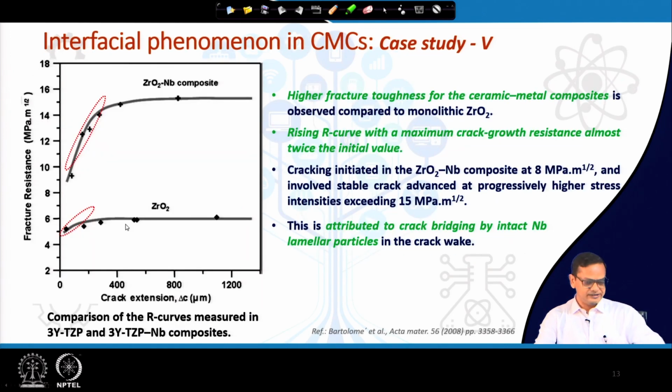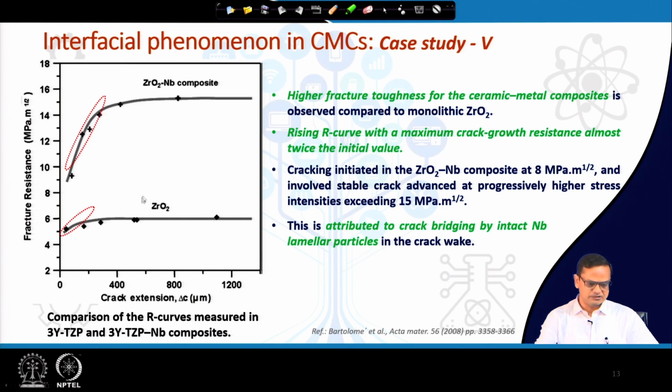Now, the next thing, which is again very important: the ultimate aim here was to improve the fracture toughness of ZrO2, right. I mean, in all ceramic matrix composites which are synthesized, the idea is to improve fracture toughness. In this case, metallic ductile particles were used as reinforcement to improve the fracture toughness. So, let us see the result.